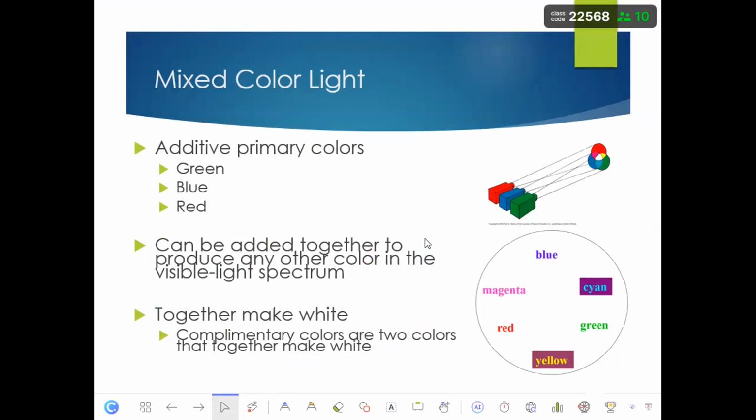What if I add these three, red, green, blue? I will have white, yes. But if I add the three subtractive colors, magenta plus yellow plus cyan, what will I get? Perfect. Black.